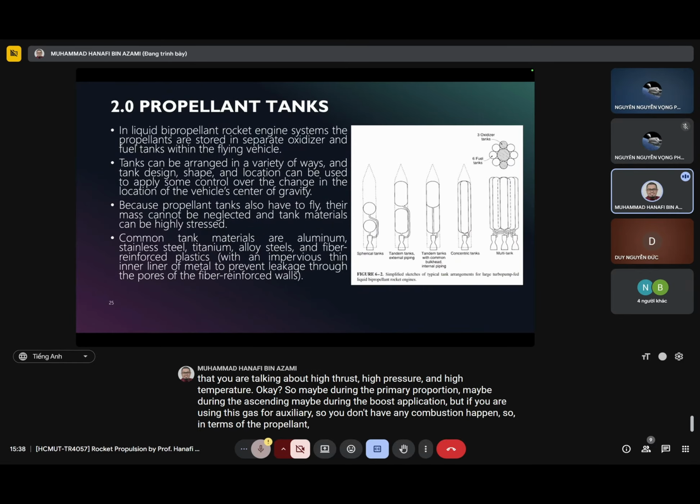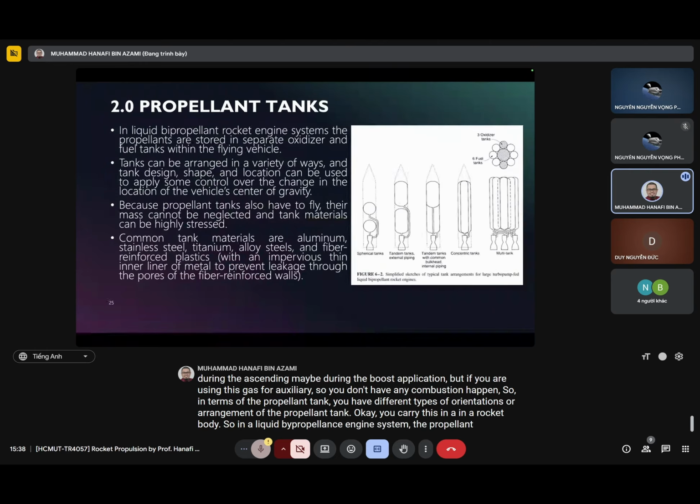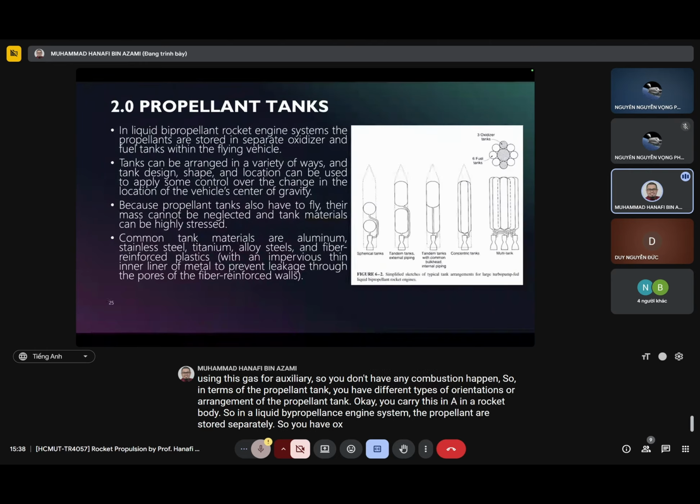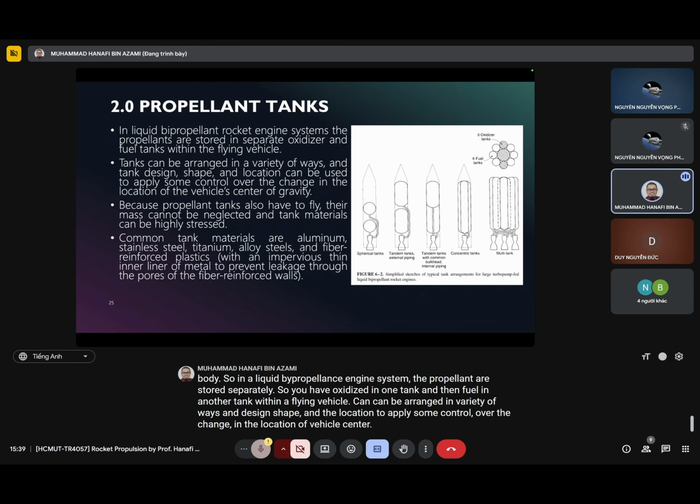In terms of the propellant tank, you have different types of orientations or arrangements. You carry this in the rocket body. In a liquid bipropellant engine system, the propellants are stored separately, with oxidizer in one tank and fuel in another tank within the flying vehicle. Tanks can be arranged in a variety of ways, in design, shape, and location, to apply some control over changes in the location of the vehicle center of gravity.